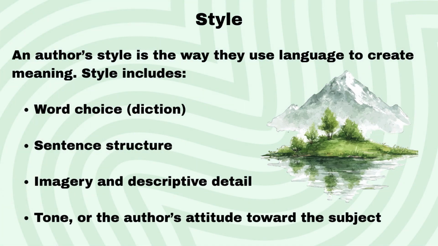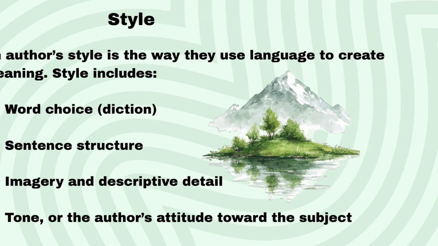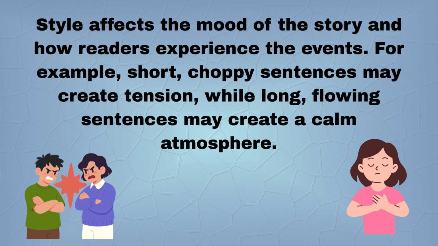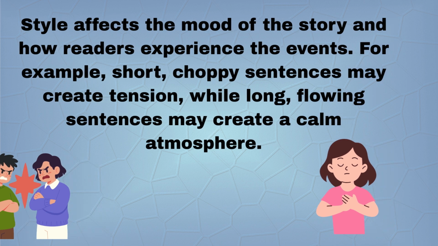Style. An author's style is the way they use language to create meaning. Style includes word choice, diction, sentence structure, imagery and descriptive detail, tone, or the author's attitude toward the subject. Style affects the mood of the story and how readers experience the events. For example, short, choppy sentences may create tension, while long, flowing sentences may create a calm atmosphere.